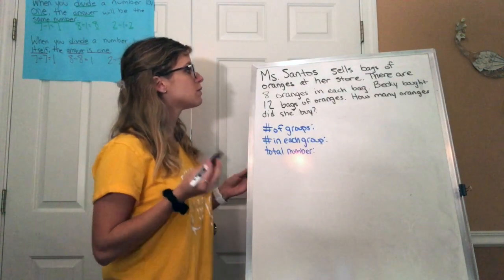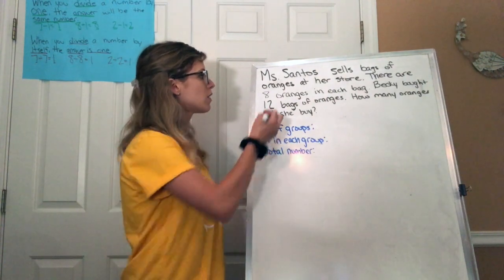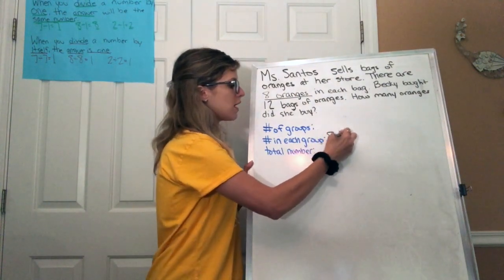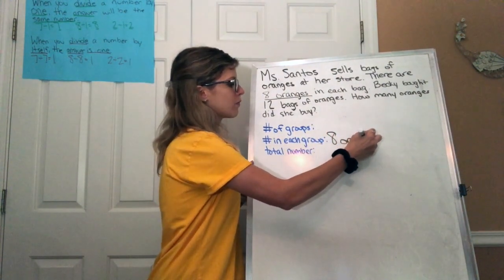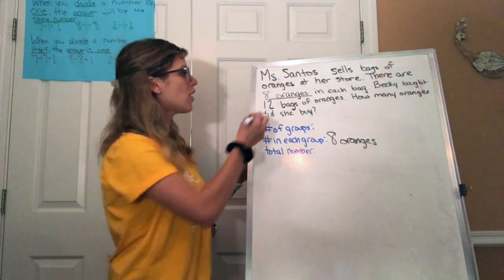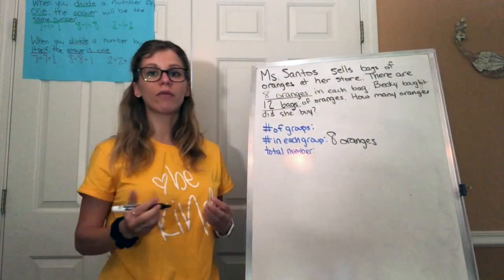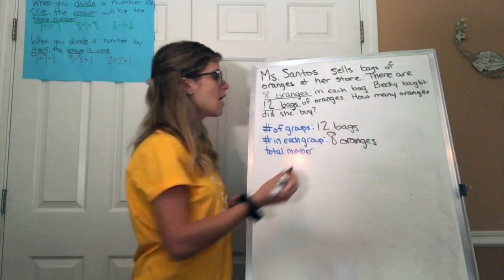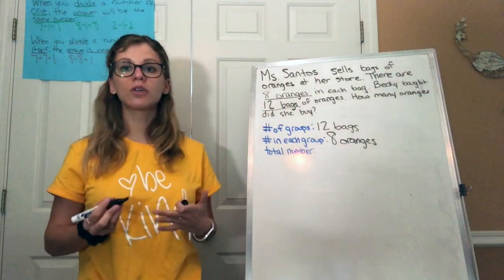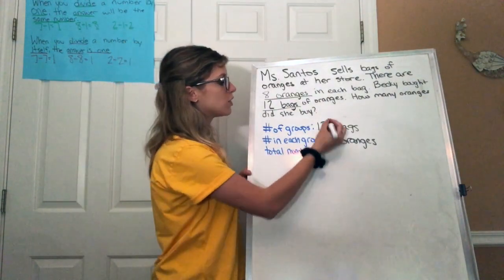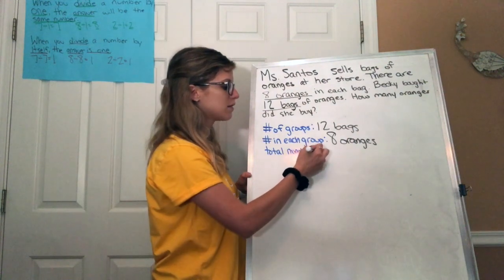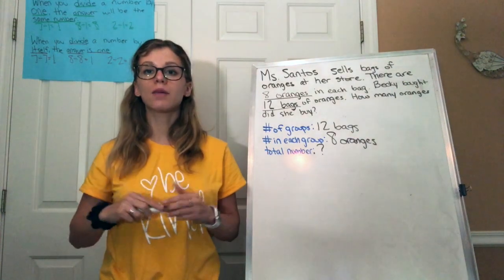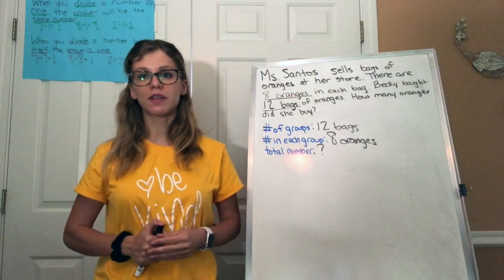So in this problem, it says Miss Santos sells bags of oranges at her store. There are 8 oranges in each bag. So number in each group would be 8 oranges. Becky bought 12 bags of oranges. So the number of groups would be 12 bags. How many oranges did she buy? So what we're trying to figure out is how many oranges, if there's 8 oranges in 12 bags, what is my total number? So pause me and think about what an equation can be to represent this problem.